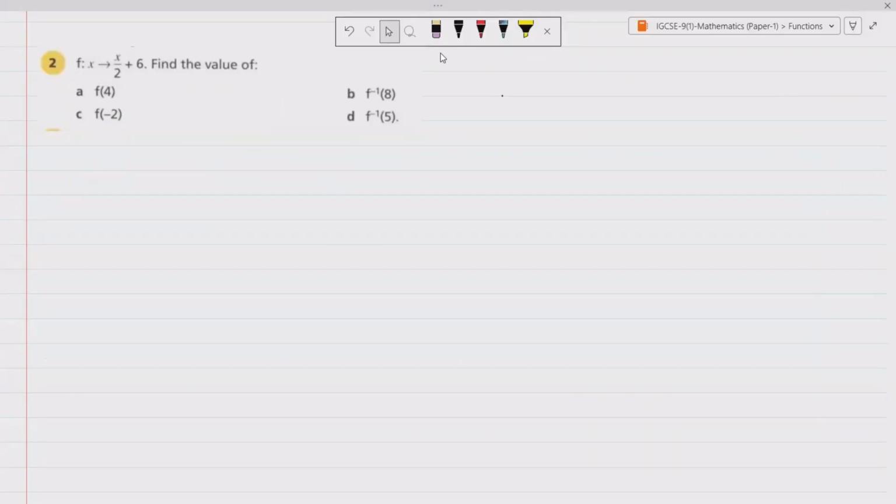Okay, good. Now let's do exercise 21B, question 2. Here we have to find out the values of these things.